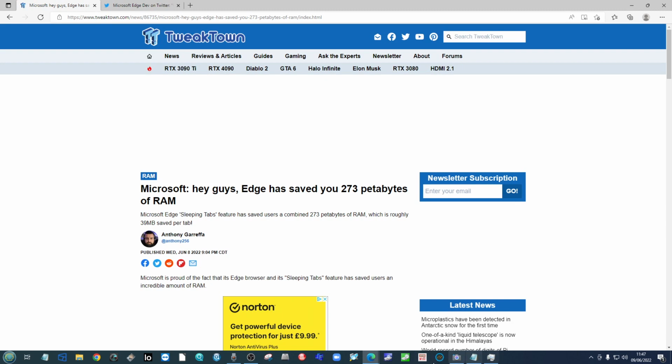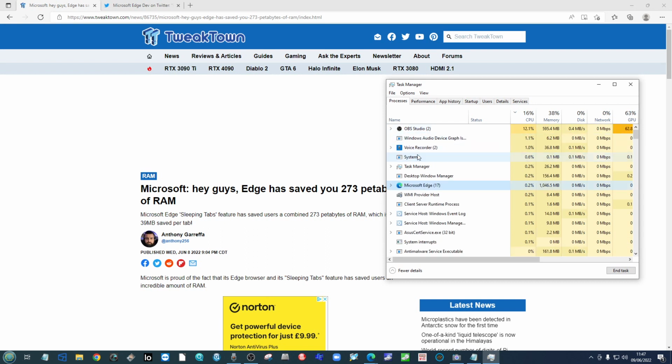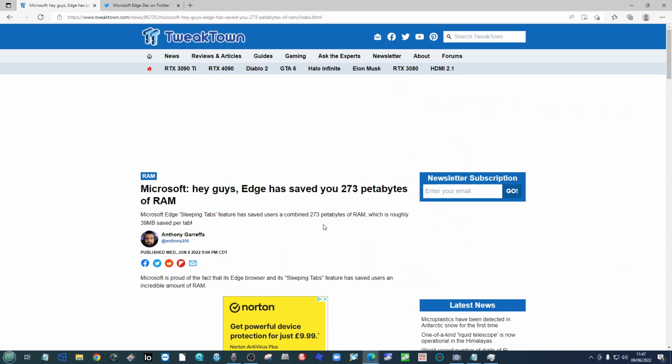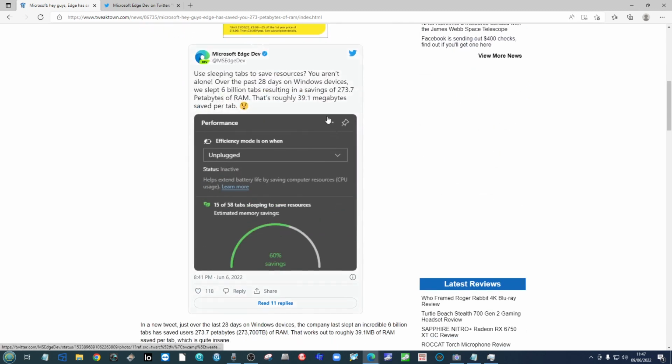Case in point, right now when running 4 tabs of Edge, I'm already using, in terms of memory, a little over a gigabyte of memory just on this one application with the tabs that I have open for this news video. Now, why am I bringing this up? Because Microsoft is saying that they have saved around 273 petabytes of data for people thanks to their feature Sleeping Tabs, which obviously analyzes and then suspends tabs in the background that aren't being accessed over a period of time.